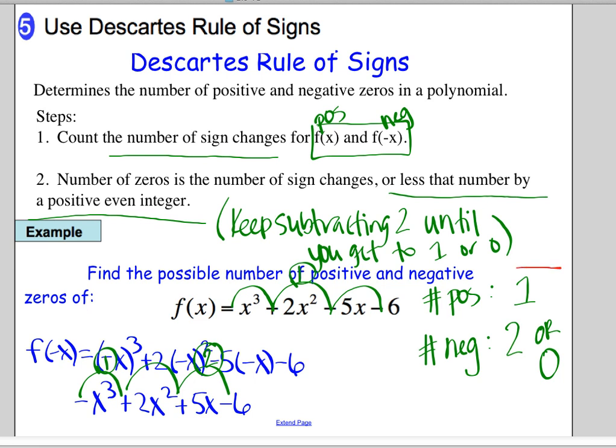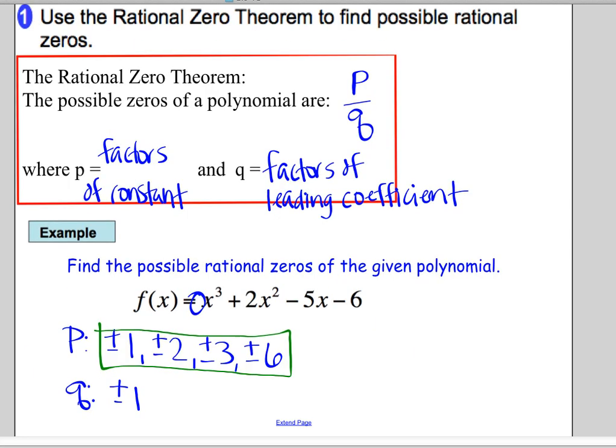Now, if we think about what this means, let's go back for a minute to this list that we came up with in the previous example. In the previous example, we listed 8 possible rational zeros right here. What we just figured out is that our actual zeros, there is one positive, and then there's either 2 or no negative zeros. That's what we just figured out. So one of those positive numbers is going to work, and either 2 or none of the negative ones.